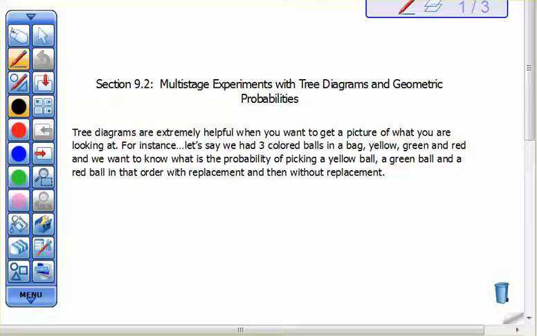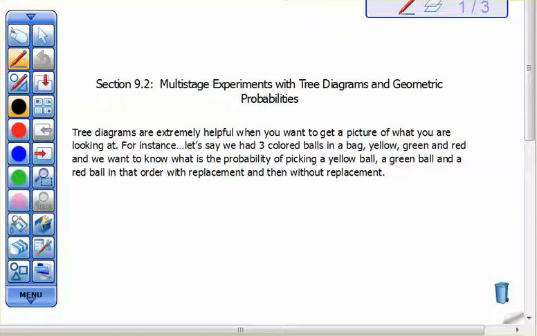Okay, in this section, we're going to be talking about multi-stage experiments with tree diagrams and geometric probabilities. Now, tree diagrams can be a lot of fun. They can also be a little bit cumbersome. So let's talk about what they are first, then we'll talk about, I think you'll see as we're going through it, the advantages and disadvantages of trying to always use a tree diagram.